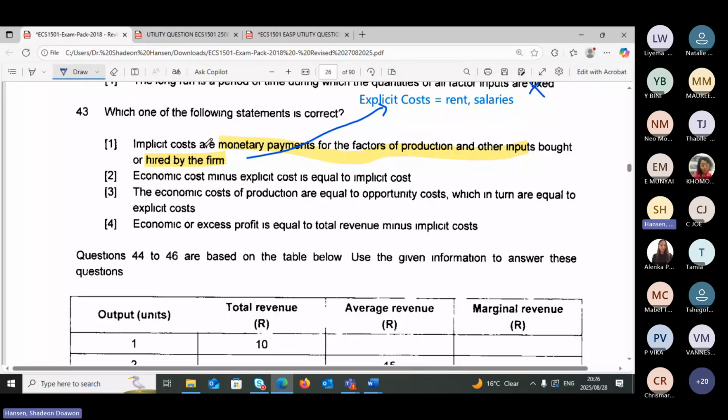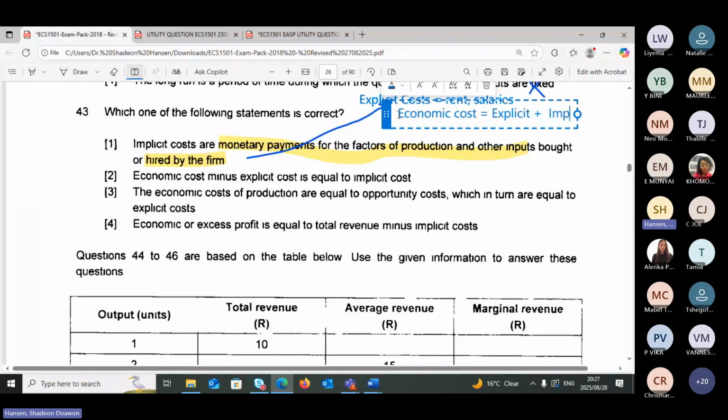So option number 1 is incorrect because implicit costs are not monetary payments for factors of production. That is explicit cost. That should have been explicit cost over there. Are we together, students? That should have been explicit cost over there. If we look at number 2, it says economic cost minus explicit cost is equal to implicit cost because look, the formula for economic cost, students, when you talk about economics, economics takes into account everything. So economic cost is equal to explicit plus implicit cost.